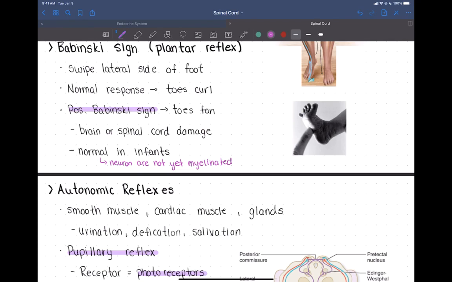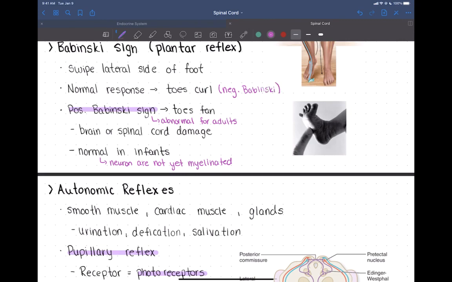Okay. All right, so a positive Babinski sign in an adult is abnormal. All right, so this is abnormal for adults. All right, and then a normal response where the toes curled is called a negative Babinski sign.